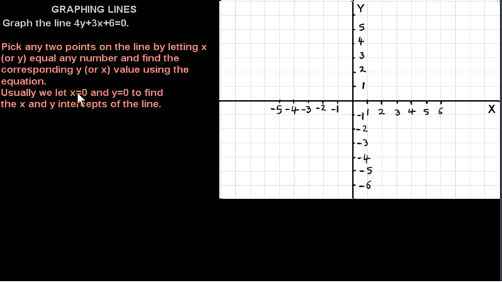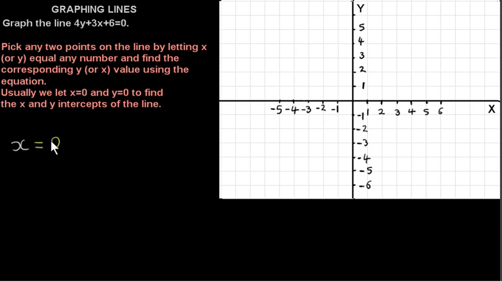Maybe it's because they're just a bit more convenient. If we put 0 into the equation, it breaks down more easily. So by letting x equals 0 and y equals 0 in the equation of the line, what we will actually be getting is the x and y intercepts of the line. That means the points where the line cuts the x and y axes.